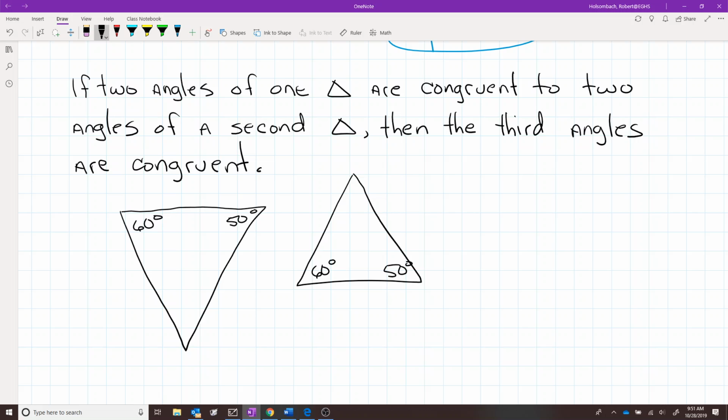Well, don't the angles in both triangles have to sum to 180? Alright, so in the triangle on the left you've got a 60 and a 50, which is 110. If you subtract that from 180, you're left with 70. Well, if these two angles in the triangle on the left sum to 110 and the two angles in the triangle on the right sum to 110, then the third angle in each triangle has to be the same.